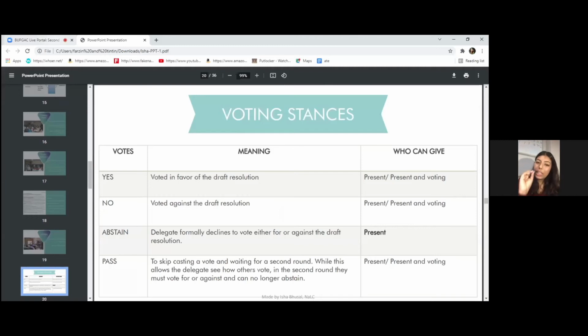So if you say present, you have the right to say either one of these four. However, if you're saying present and voting, you do not have the right to abstain. You must vote on the draft resolution no matter what. It should be either yes or no. Because if you say pass, your turn will again come to you, right? So when you say present and voting, you have to either support the draft resolution or go against it.